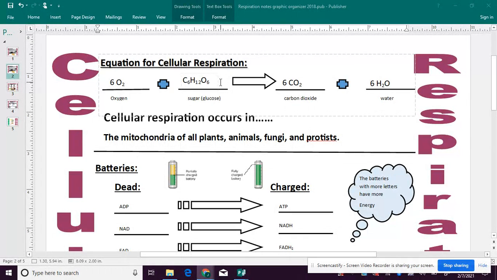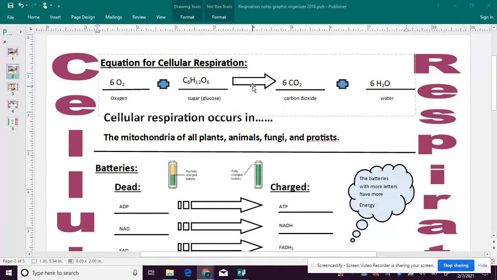Our glucose has a formula of C6H12O6, and our oxygen gas has a formula of O2. I'll come back to the 6 in just a little bit. We start with, and it's not labeled here, but you could label this reactants. The reactants for cellular respiration, the things that we start with, are oxygen gas and sugar, or glucose.